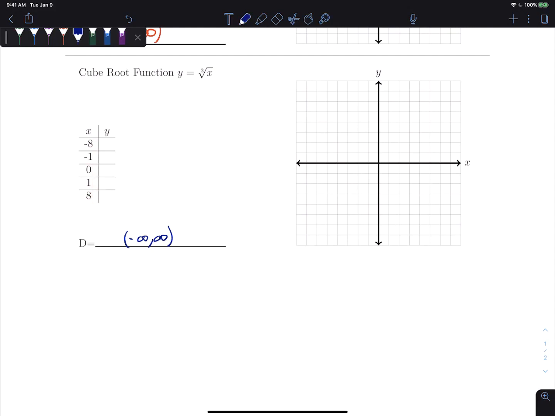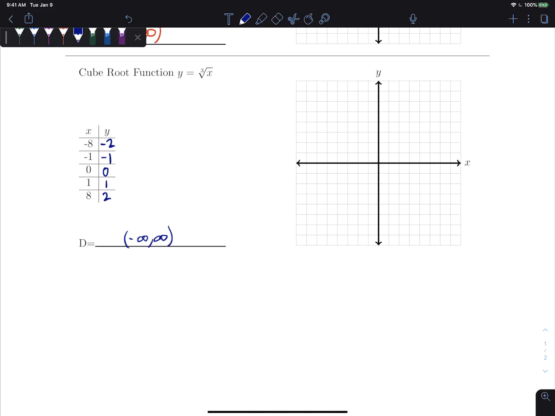Plugging in the negative 8 underneath the radical, the cube root of negative 8 is negative 2, because negative 2 cubed gives us negative 8. Plug in the negative 1, the cube root of negative 1 is negative 1 because negative 1 cubed is negative 1. Plug in the 0, you get 0. Plug in the 1, you get 1. And plug in the 8, you get 2.